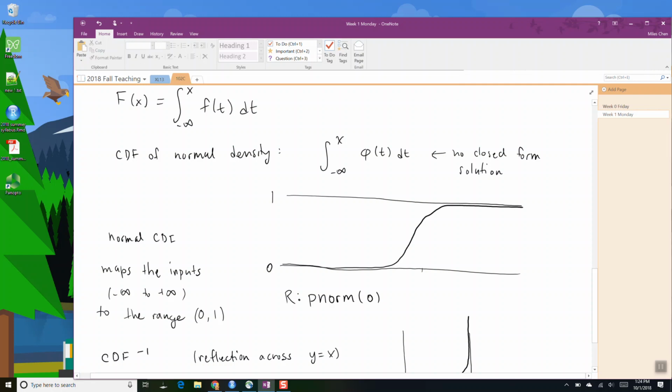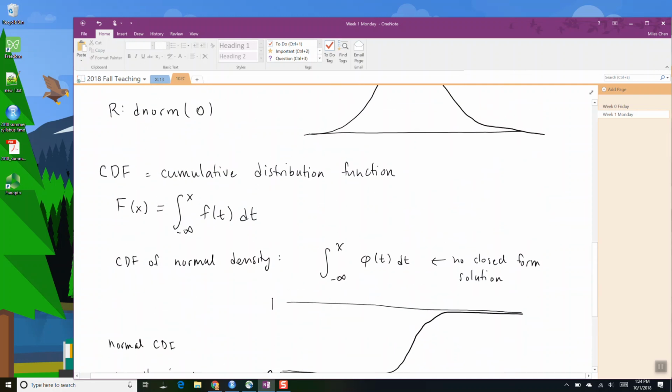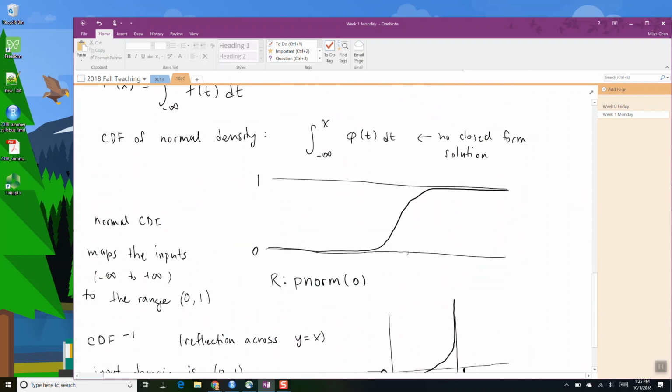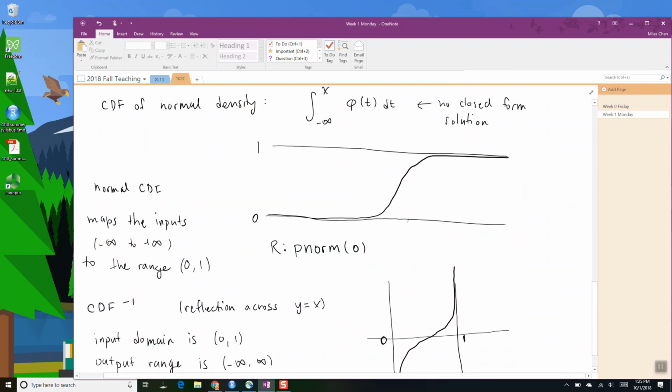So what will p norm of 0 be? Sorry, I should go back and say d norm of 0 is going to be 1 divided by root 2 pi, which is about 0.399. p norm of 0, what will that be? 0.5, right? So you go to 0, and this is going to be at 0.5. So p norm of 0 exactly is 0.5. This is equivalent to the cumulative normal table in the back of your intro stats textbook. You type in p norm 0, you get 0.5. What would happen if you type in p norm 1.96?